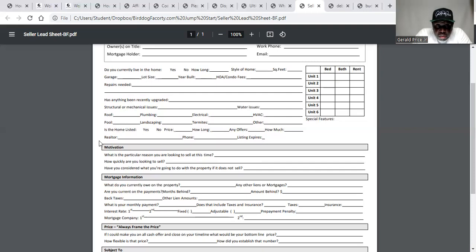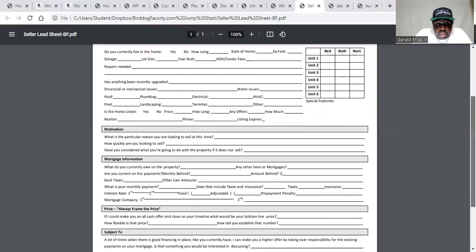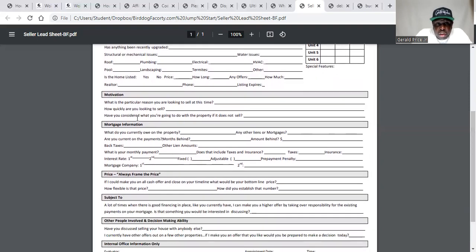And so, do you have a realtor? If so, what's their phone number? When does the listing expire? Okay, now we're getting into the motivation, right? What is the particular reason you are looking to sell the house at this time? How quickly are you looking to sell? Have you considered what you're going to do with the property if it doesn't sell?